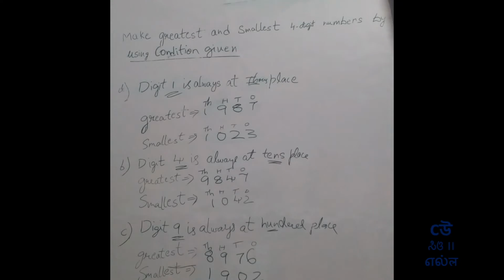Okay children, did you get how to find the greatest and smallest 4-digit numbers by using the condition given? Okay. Next we'll go for another problem.